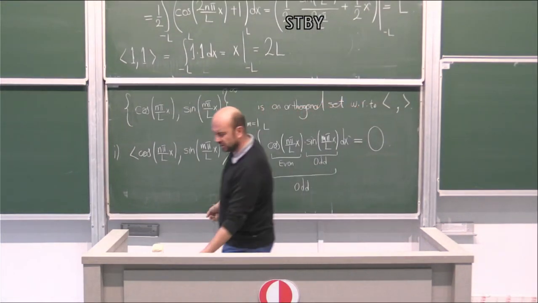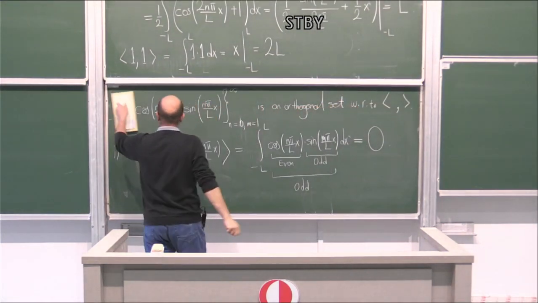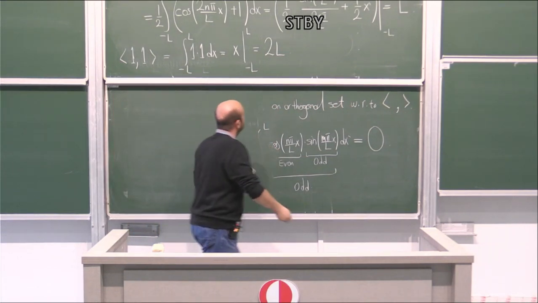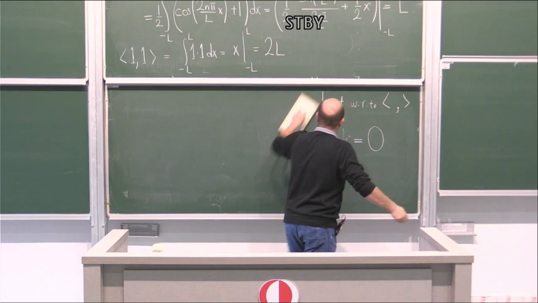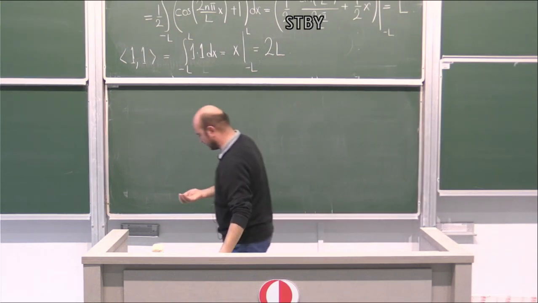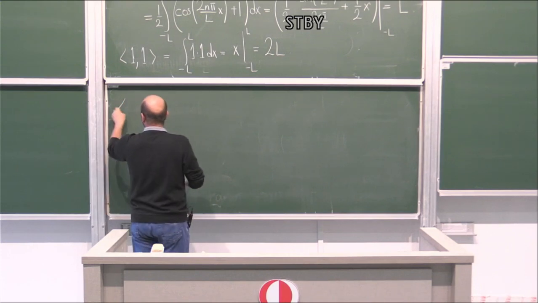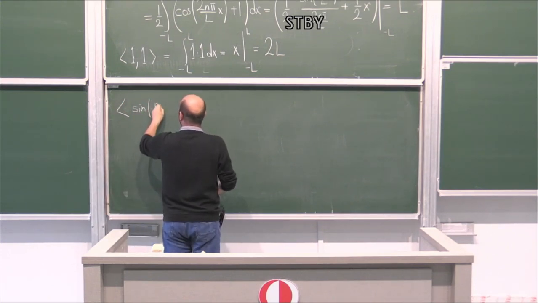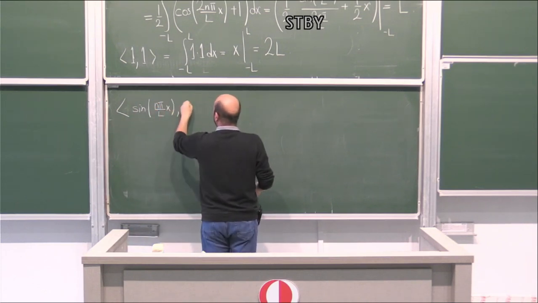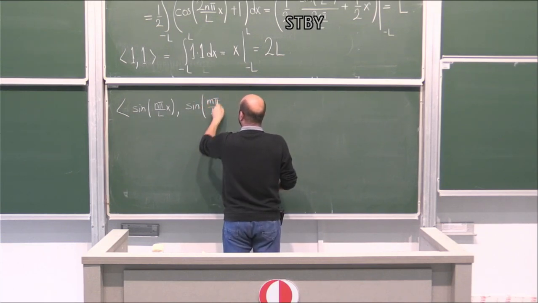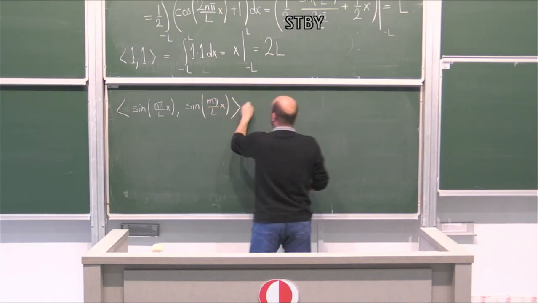So you will see the same calculation for sine. But there is no sine 0 because it's already 0. So if you do the sine and sine, sine n pi x, sine n pi L x.